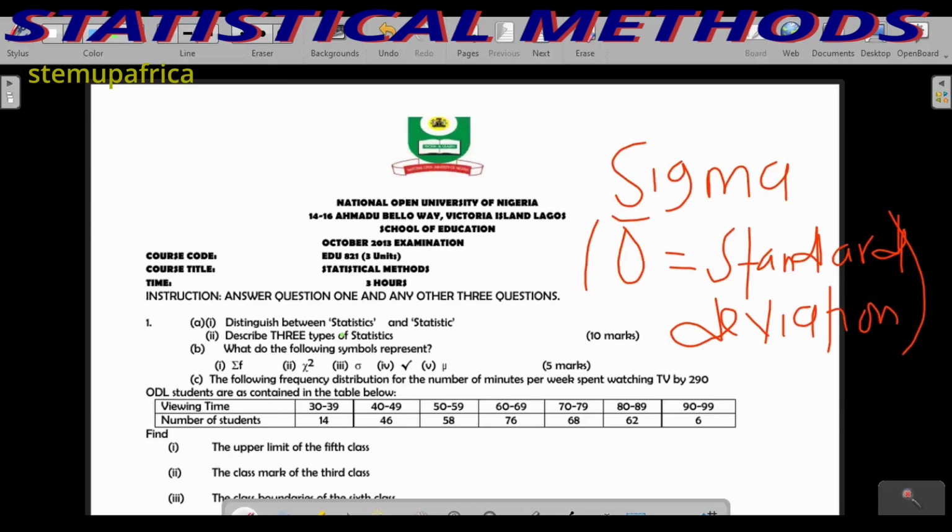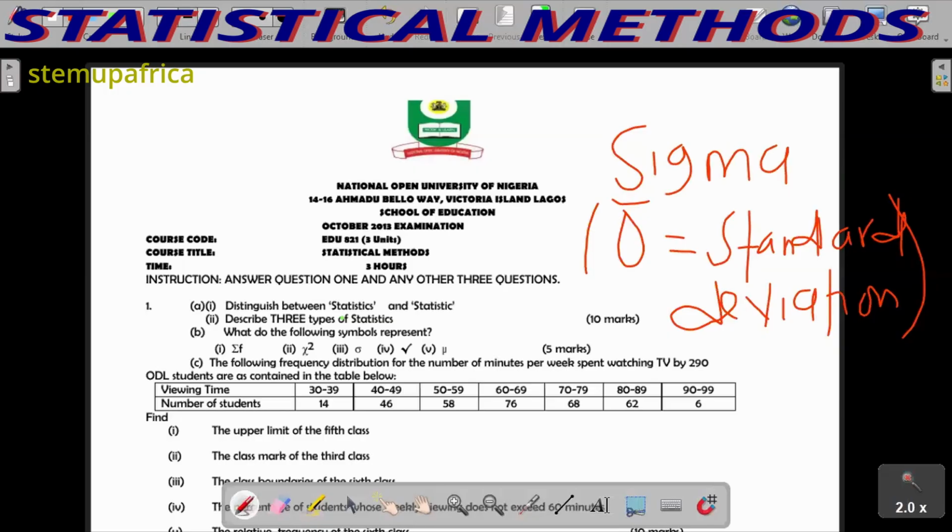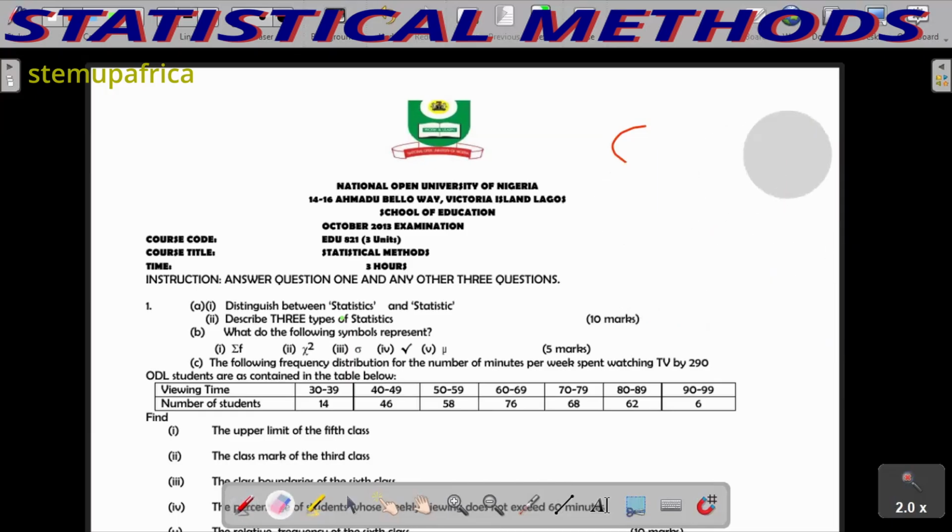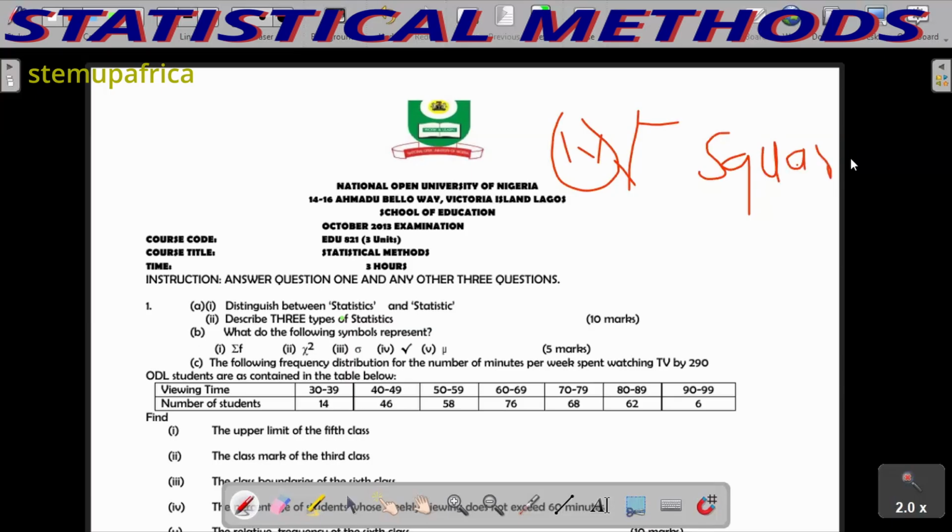So Roman figure 4, that one is called square root. Normal square root, we all know, is called the square root. That symbol there is called the square root. Then the last one is mean.